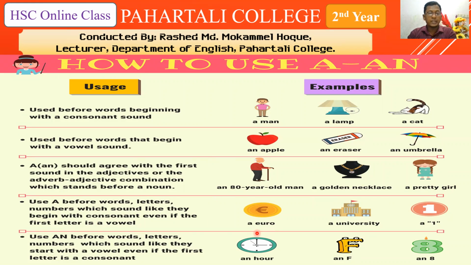And use an before words, letters, or numbers which sound like they start with a vowel, even if the first letter is a consonant. Say for example, an hour, an F, an eight. We didn't say hour, I said an hour. So it's pronounced like a vowel. And when I pronounce F, it's ef. But if I say fish, that F is pronounced like f, a fish. But when I say only a single F, it will be an F. When I say eight, it's pronounced like eight, so an eight.